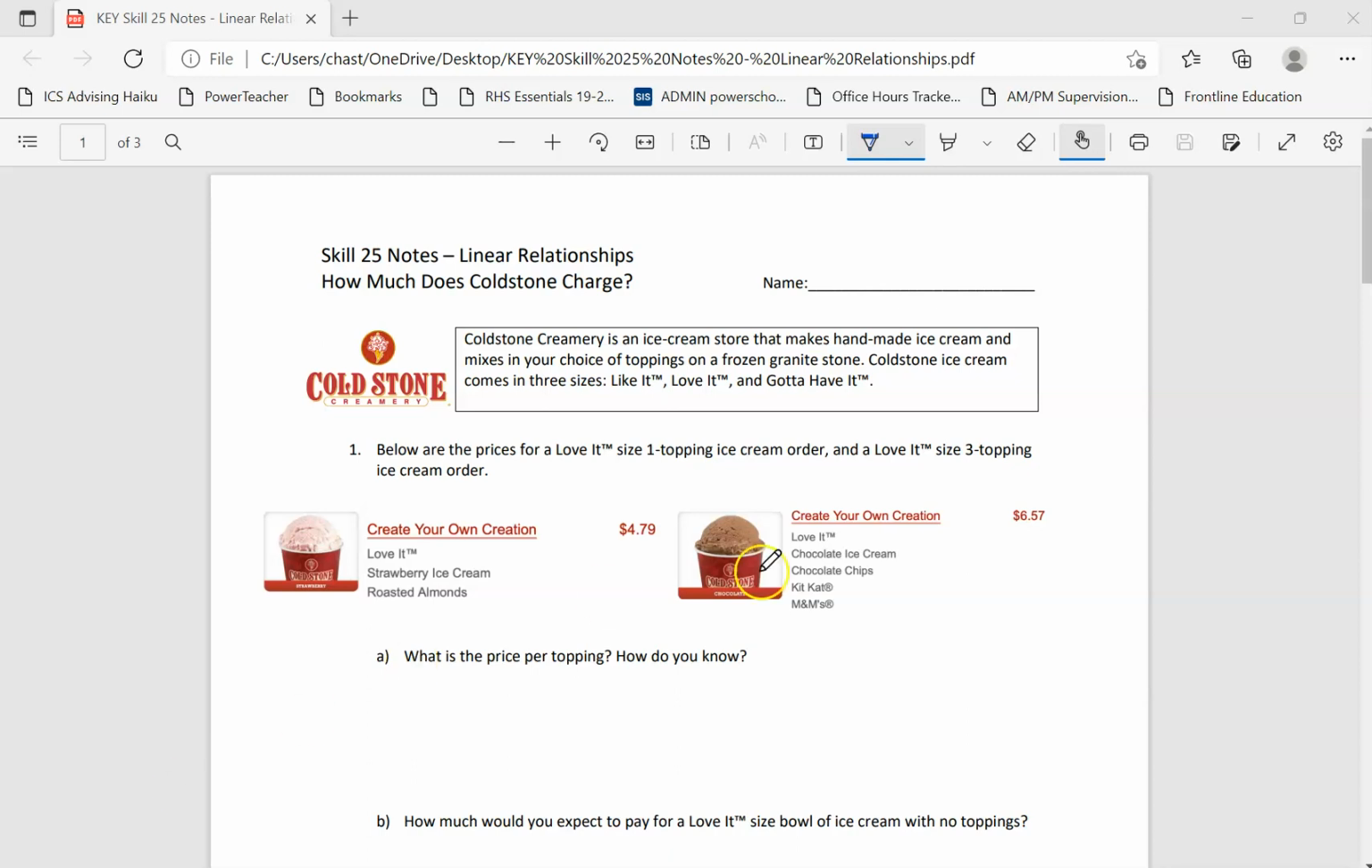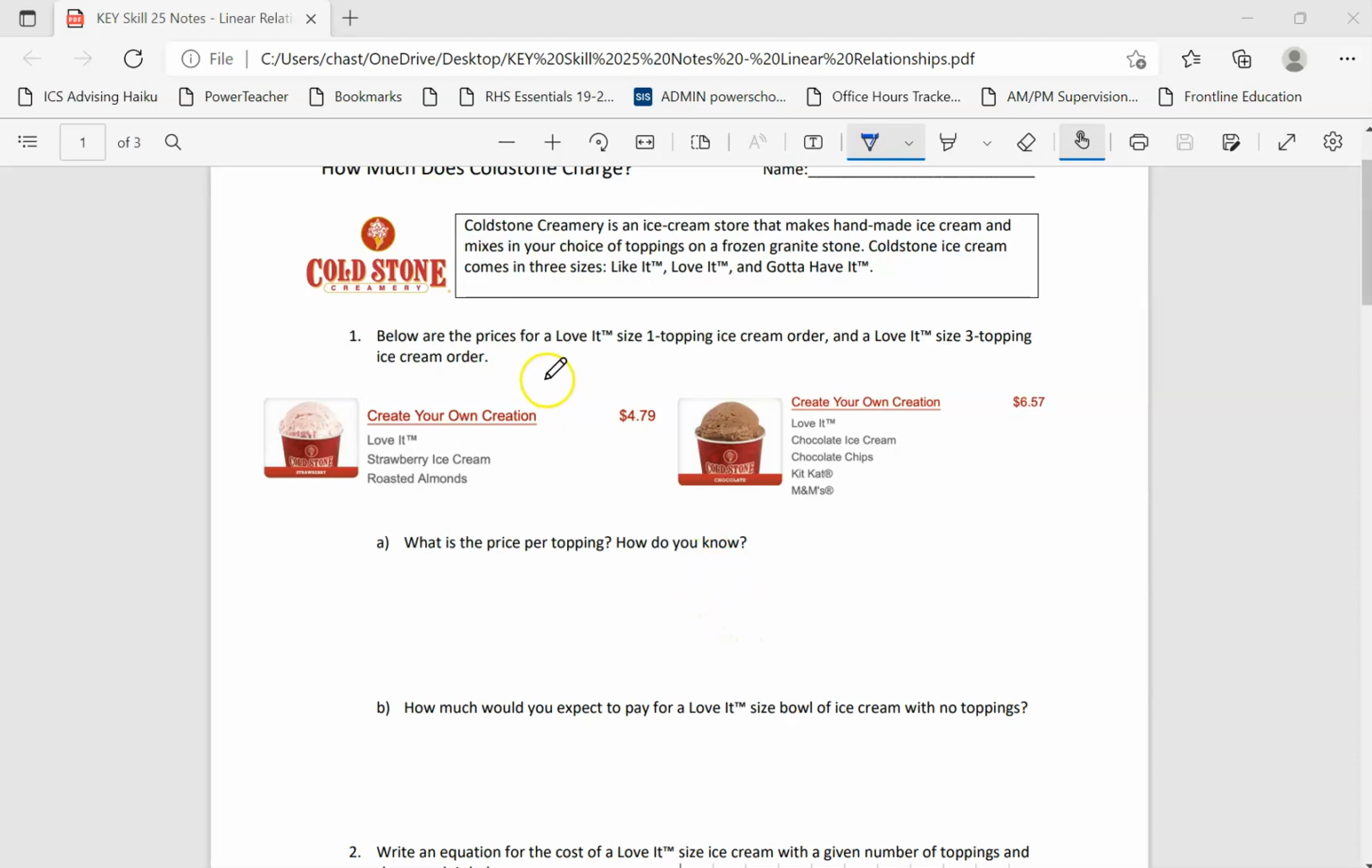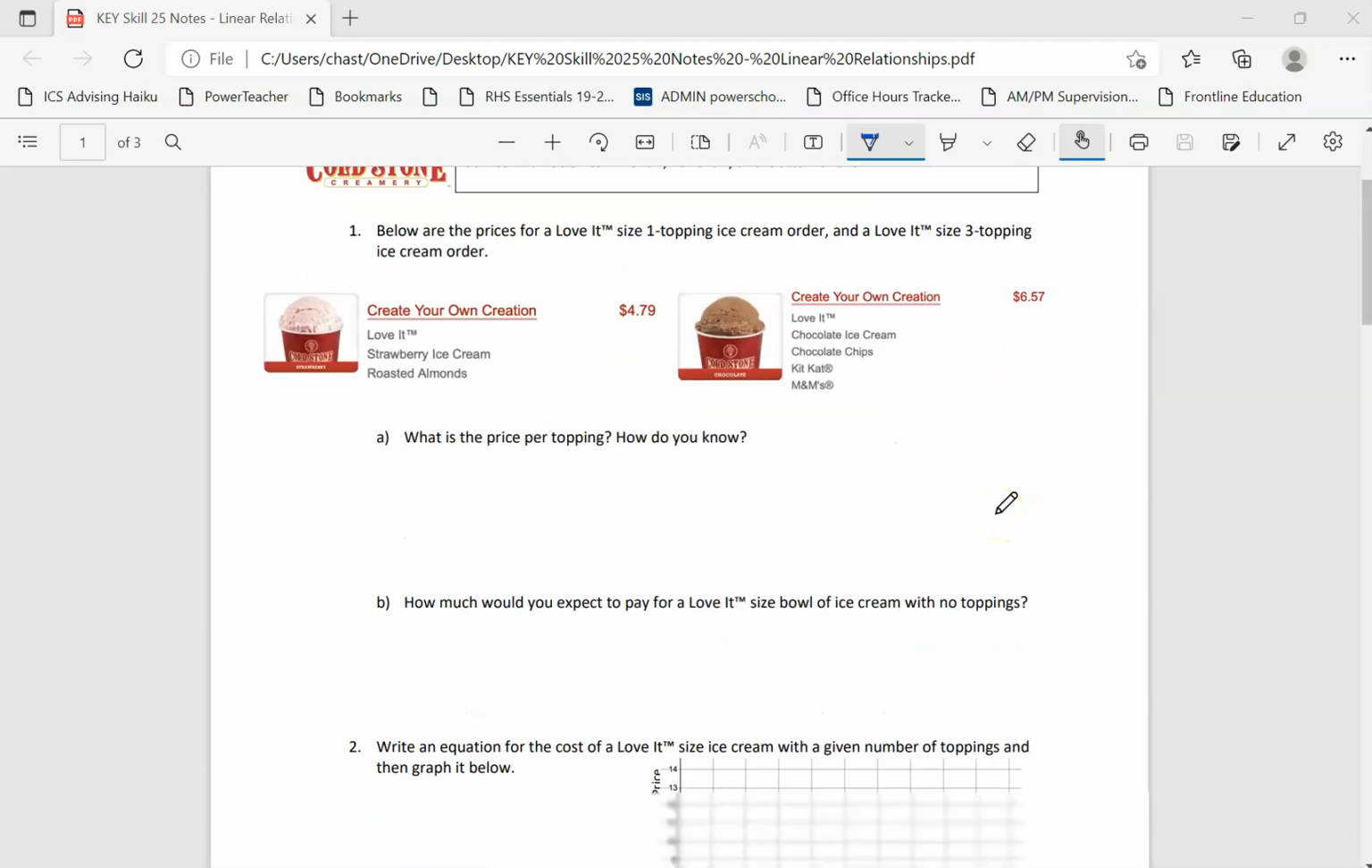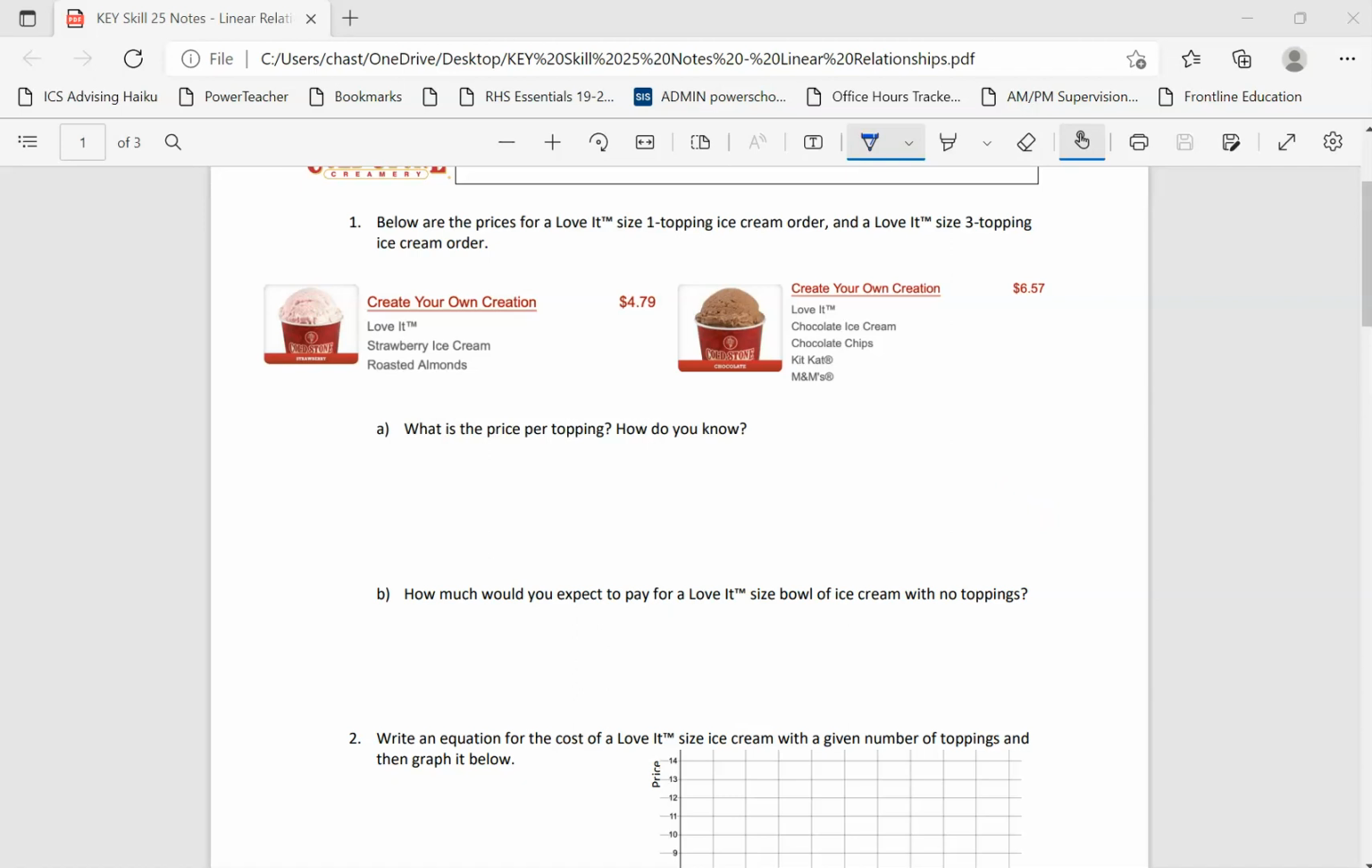All right. So below are the prices for a love it size 1 topping ice cream order and a love it 3 topping ice cream order. So if you get a love it size with 1 topping, you're going to spend $4.79. If you get a love it with 3 toppings, as you can see here, we got chocolate chips, Kit Kat, and M&Ms, it's going to cost you $6.57. All right, so the first question is, what is the price per topping? Okay. All right, so let's take a look here.